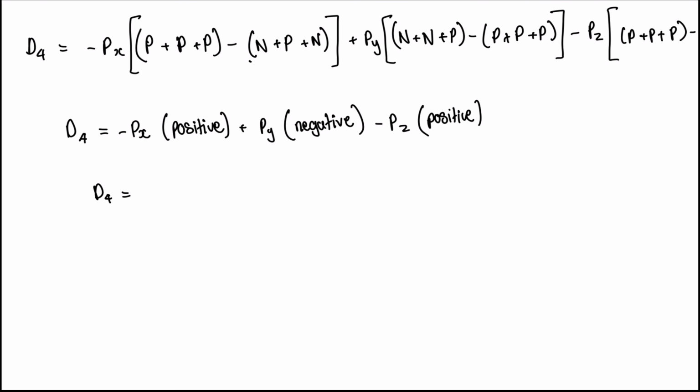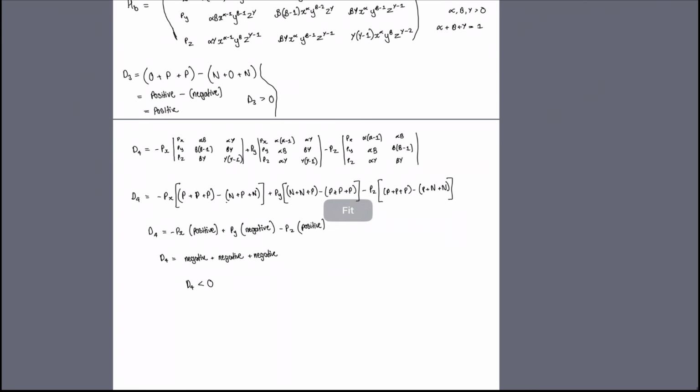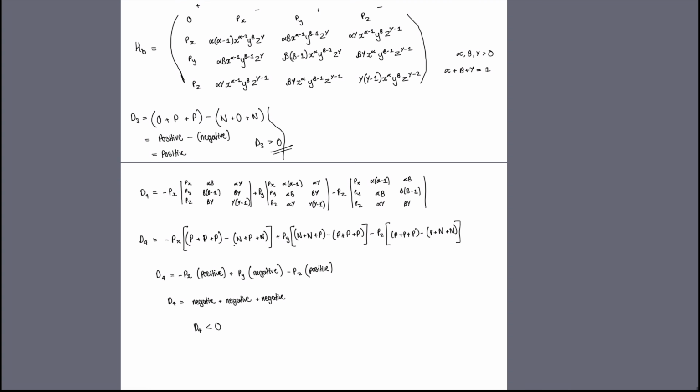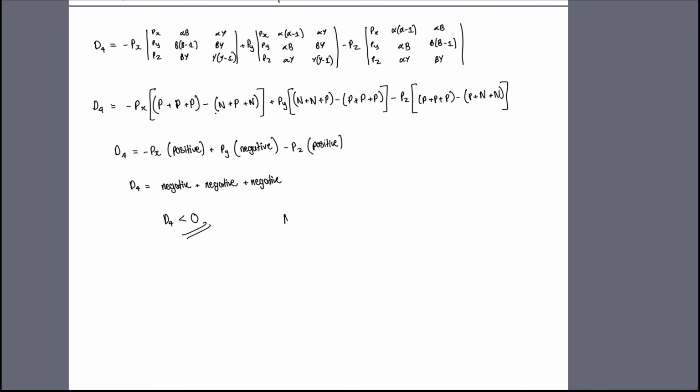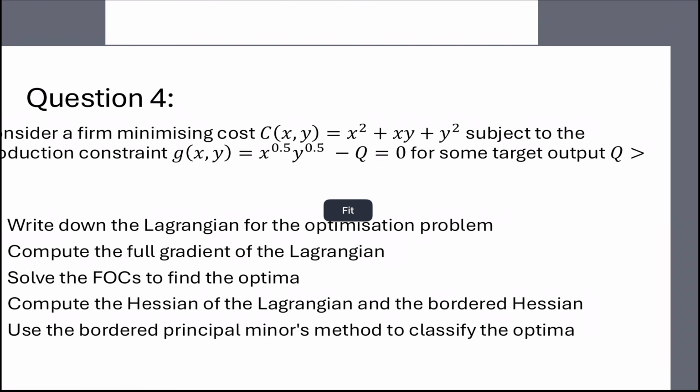And so we get minus times a positive, which gives us a minus or negative. Over here, we've got positive times a negative. So we've got another negative. And over here, we've got another negative. So we can say that d4 is going to be less than 0. So over here, we had greater than 0. Over here, we had less than 0. So we know that this is going to be a maximum. Cool. Moving on to question 4.